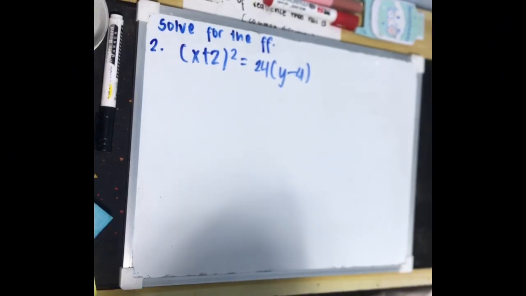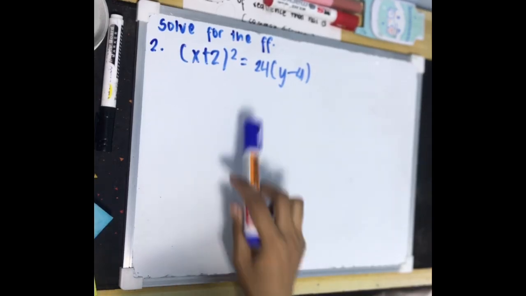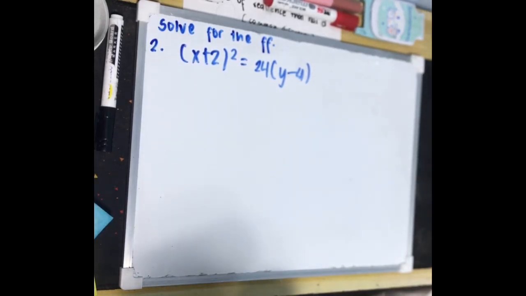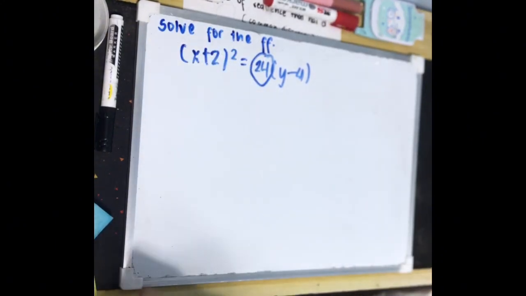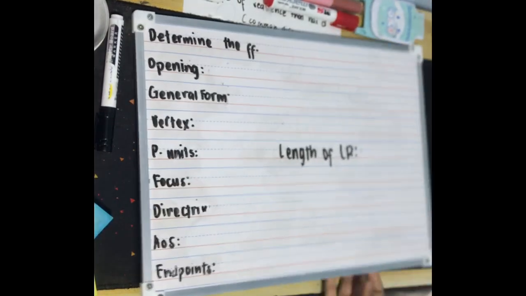So, to determine the opening of this equation, kailangan po muna natin alamin kung ano yung klaseng parabola ba siya, kung horizontal ba siya or vertical. So, since nauna po yung x dito, ibig sabihin po is vertical siya, and yung 4p natin is positive. So, ibig sabihin, kung vertical po siya, ang choices po natin is upward or downward. Ang upward po is pag positive yung 4p, and downward po kapag negative 4p. So, this is example number 3. So, sa example number 3, we have upward po.